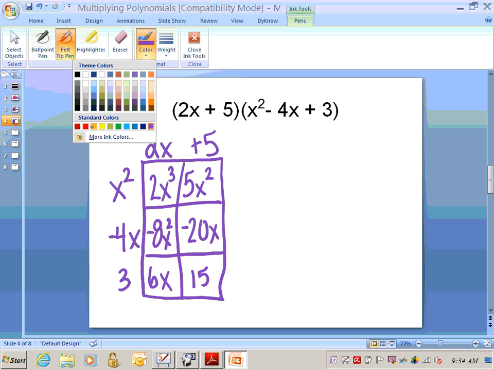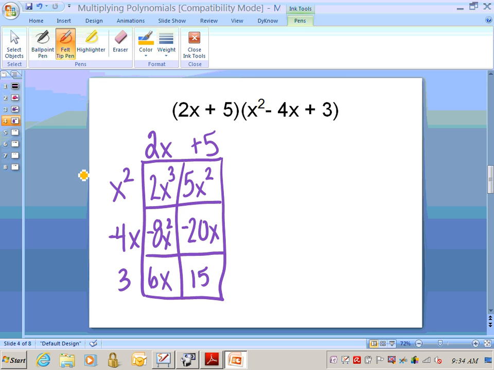Okay, now what do we need to do? Combine like terms. And which terms are alike? 5x squared and 8x squared. These two are alike. What else? 6x and negative 20. Very good.